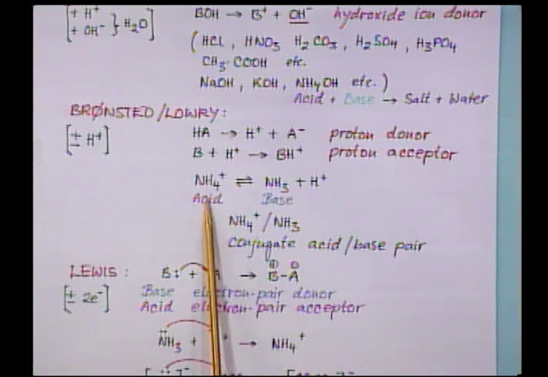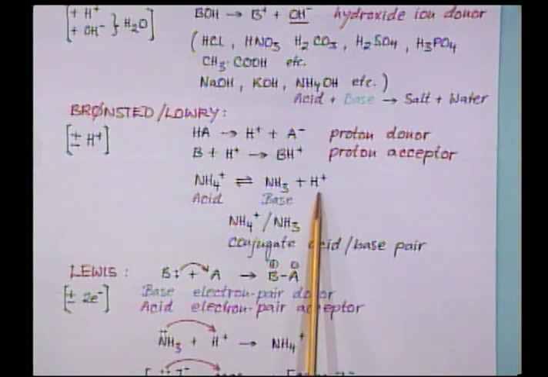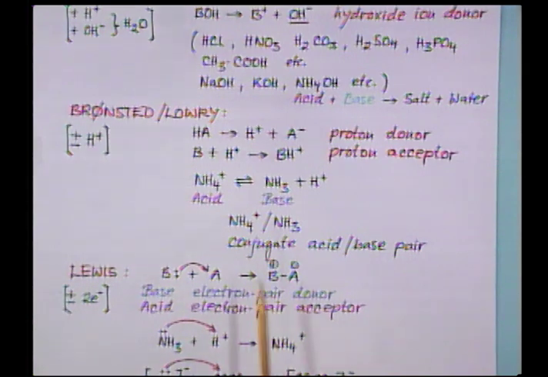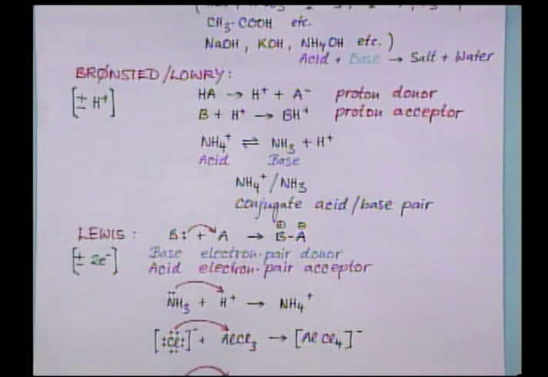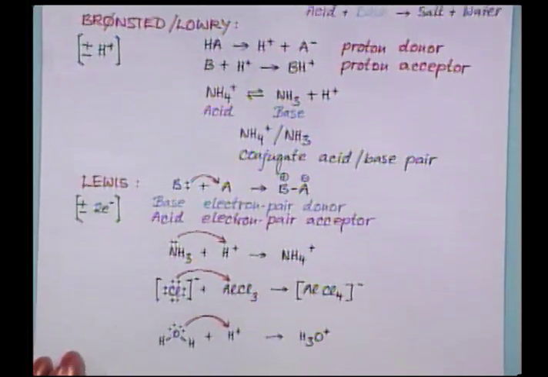So the ammonium ion could be considered an acid because it can deliver a proton, and the conjugate base would be ammonia. So we call these a conjugate acid-base pair. They're only differentiated by a proton. So it's a very abstract way of looking at acids and bases, also very commonly in use in everyday chemistry.